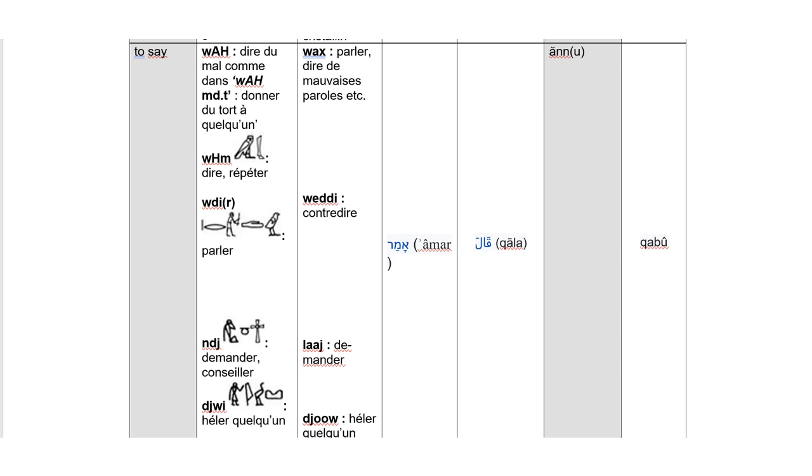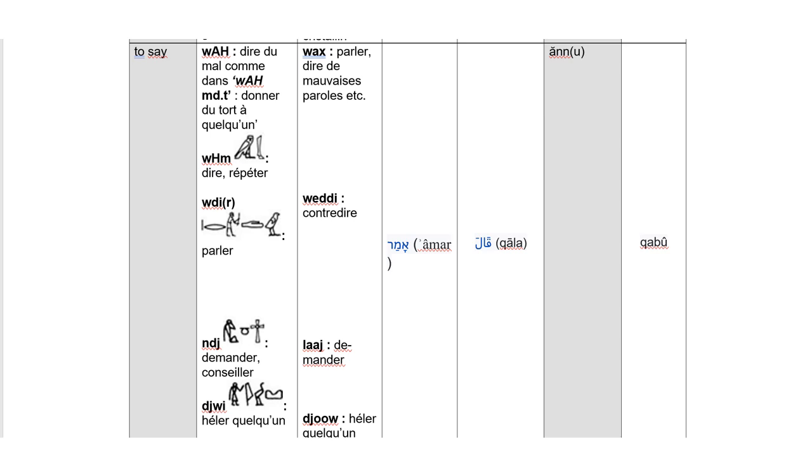Here are also some other instructive examples. It takes a verb to say all the variants of this verb. You see here wah, which is translated as to say something bad about someone. The same word in Wolof is wah, which means to say, but also to say something bad about someone. When you say that somebody is a wahkat, it means somebody who is accustomed to say something bad about people. We have here weddi, which is also translated as to say, and in Wolof, the same word weddi means to contradict.